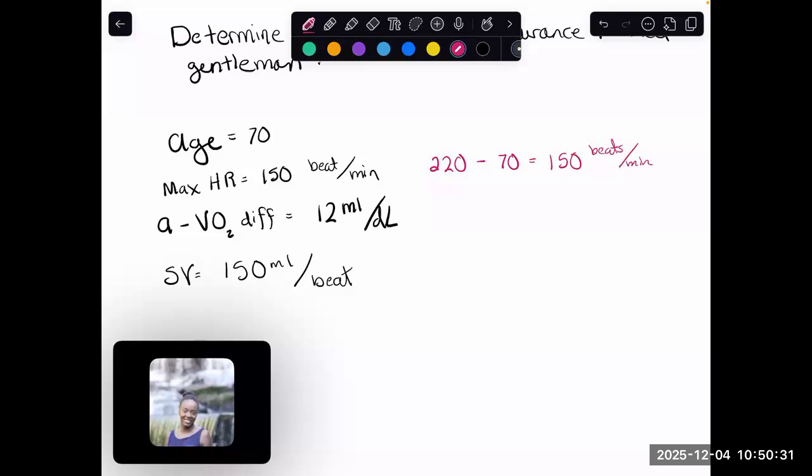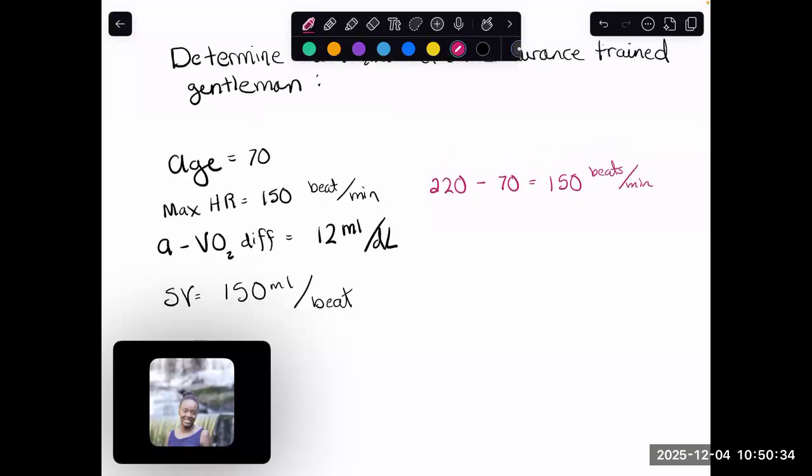Now, from here, we're going to have to convert something for the AVO2 difference to go any farther. We're just going to prepare the variables before we share the equation. So an AVO2 difference of 12 milliliters per deciliter is not really usable right now, but to convert it into something that makes sense, we're just going to remember that every deciliter is 100 milliliters. So I'm just going to do 12 over 100 milliliters because, again, 1 deciliter equals 100 milliliters. And from here, you're going to cancel these two units, and what you're going to get is 0.12.